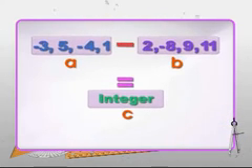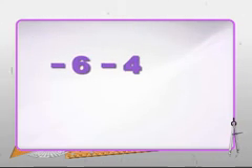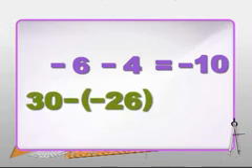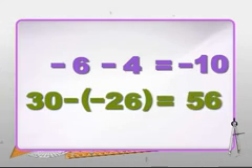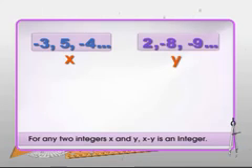Let's see if the closure property holds true for the subtraction of integers too. Let's subtract 4 from minus 6. The answer is minus 10. Similarly, minus 26 subtracted from 30 results in 56. Notice that the answer in both the cases is an integer. So we can say that integers follow closure property during subtraction as well. Which means if x and y are integers, x minus y will also be an integer.